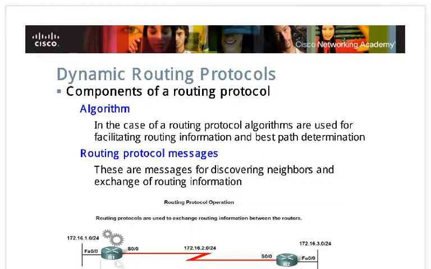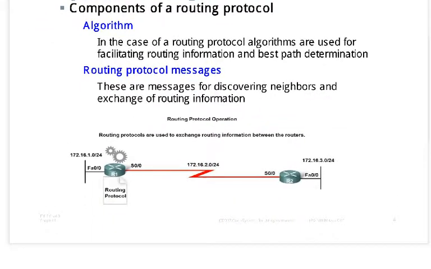So the main components of any routing protocol are the algorithm, and the algorithm here is the one that determines the best path, and routing protocol messages. These are the messages that get exchanged between all the routers. Okay? So the routers will keep exchanging information between each other.